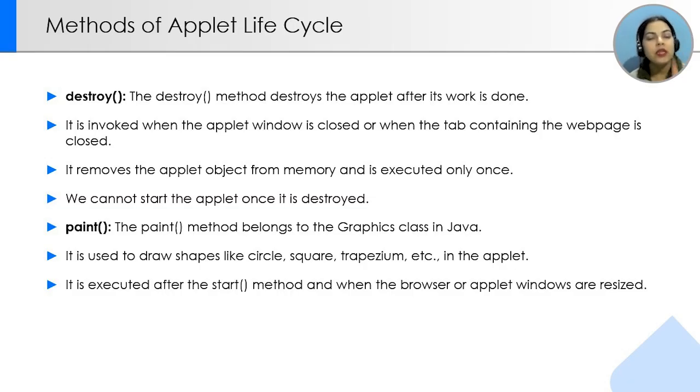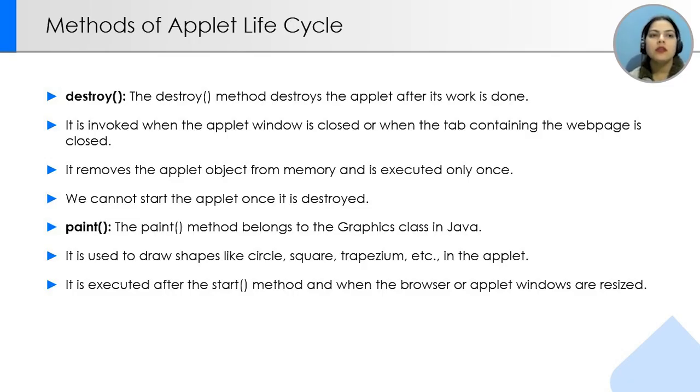So when we use the paint method in the applet lifecycle, it will connect that applet to the graphic class. So why is the graphic class required? Graphic class is required because sometimes we need to draw shapes like circle, square, and many more in the applet. It is executed just after the start method and when the browser or the applet window is resized. So we can use the paint method.